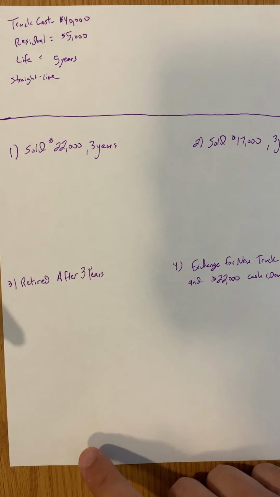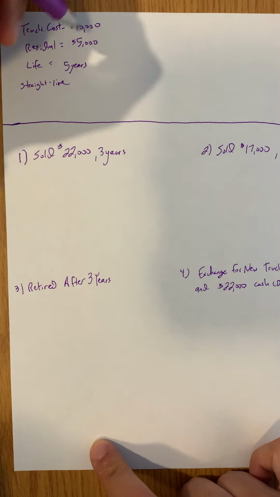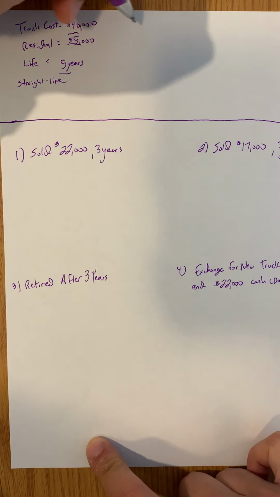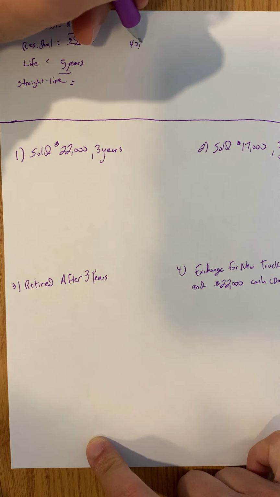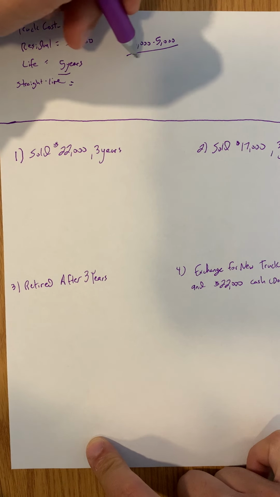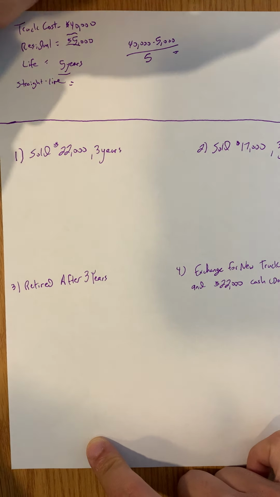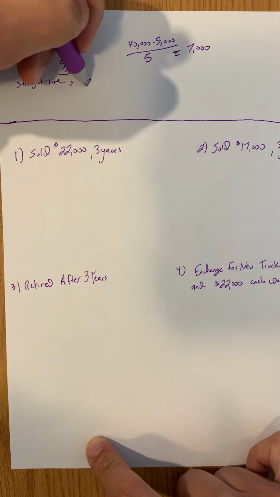It's basically the same truck, right? $40,000, salvage residual value $5,000, 5-year straight line. So the straight line depreciation would be, just to do it one more time because this is the first time you've seen it, 40,000 minus the 5,000 divided by the 5 years of useful life, and you get 7,000.